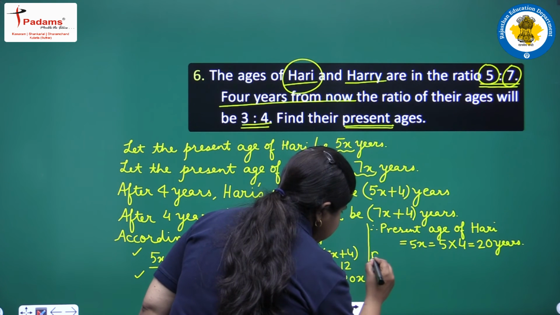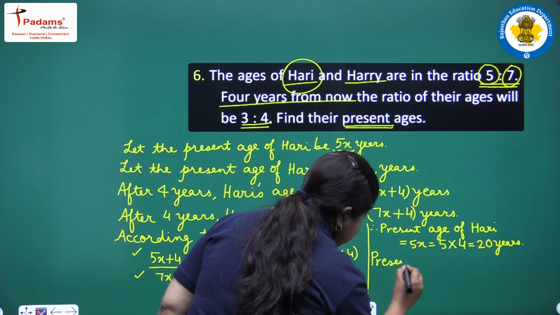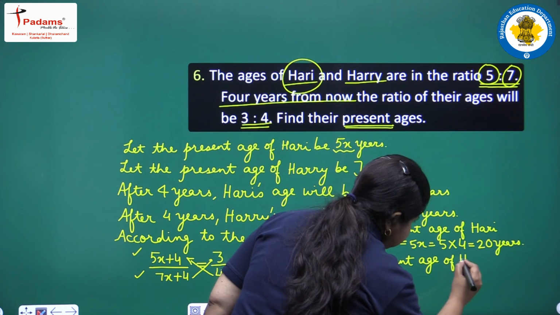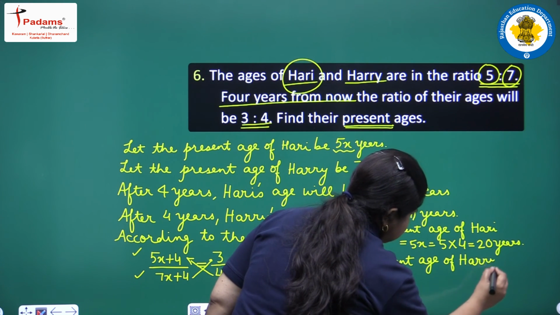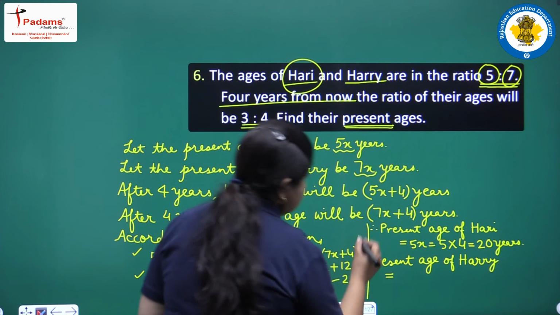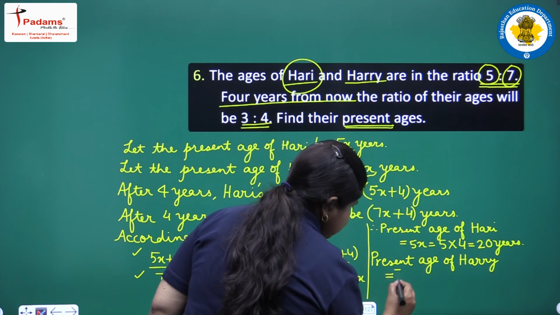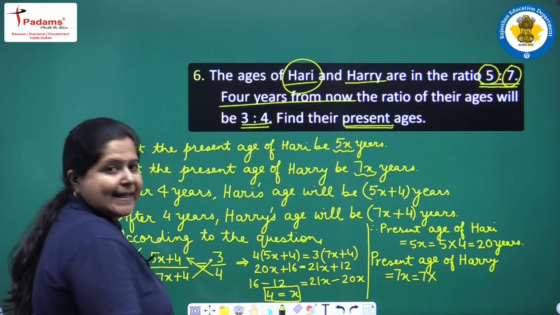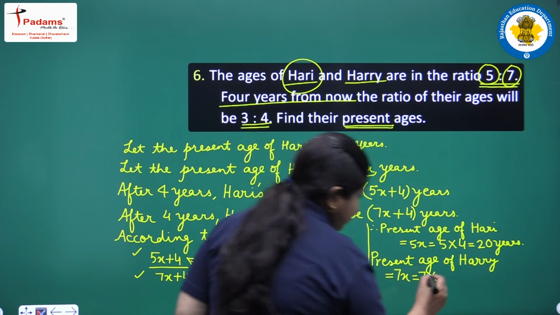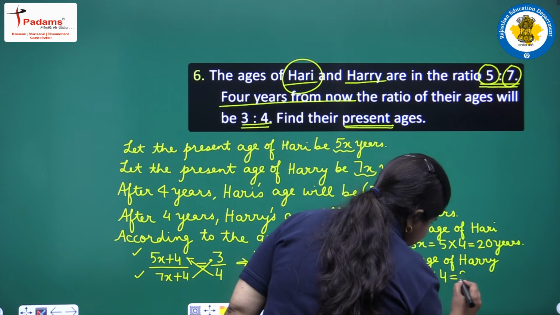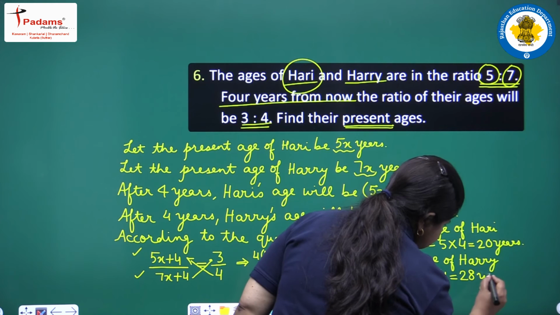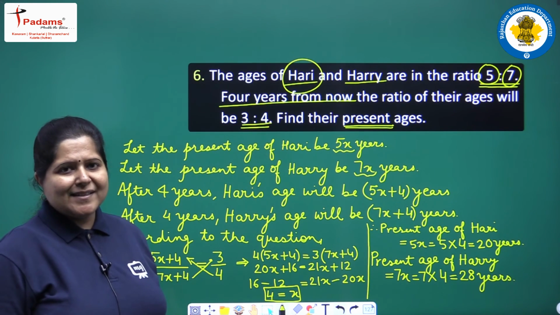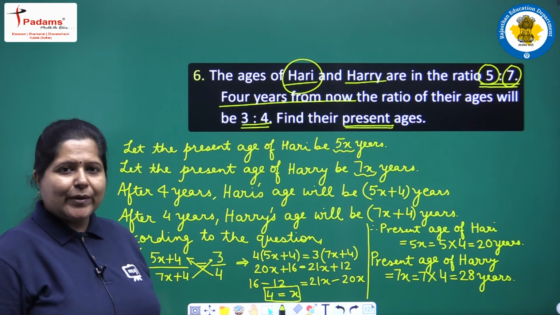Then present age of Harry is equal to 7x years. So, 7x, this means 7 into x is 4. So, 7 into 4, this is equal to 28 years. So, these are their present ages. Next we have question number 7.